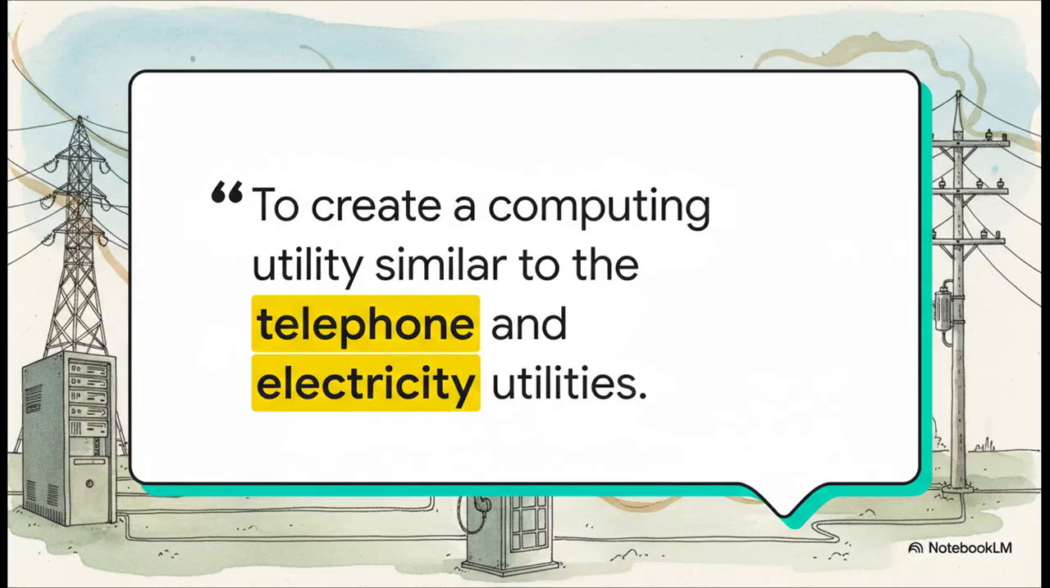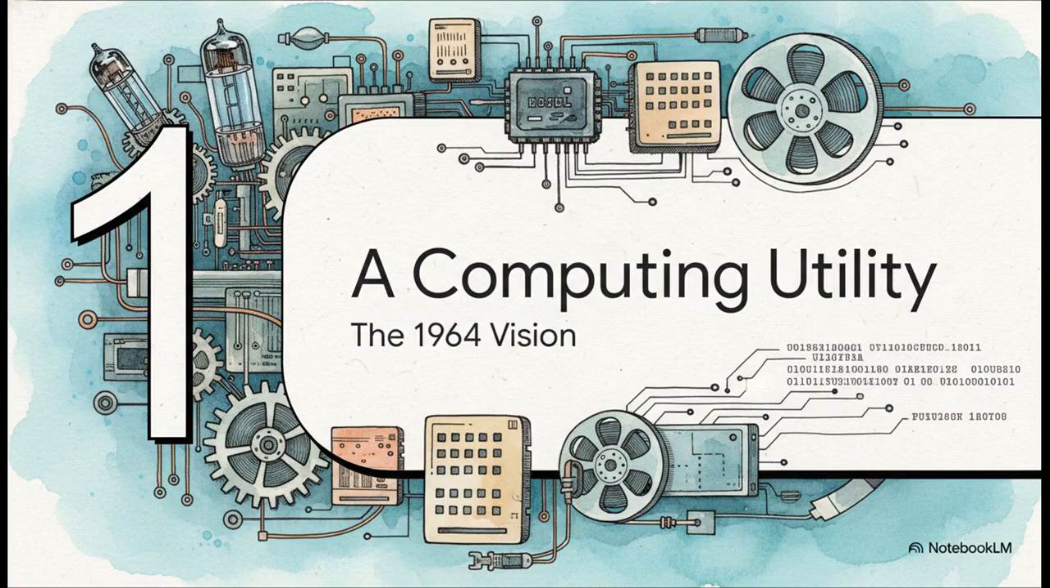Okay, so to get this, you have to understand the vision, which for the 1960s was just out there. The goal was, and I'm quoting here, to create a computing utility similar to the telephone and electricity utilities. I mean, just think about that for a second. They wanted computing power to be like a light switch. You just flip it on and it's there for you. On tap, reliable, for everyone. An absolutely revolutionary idea.